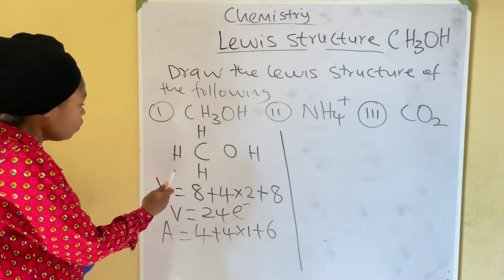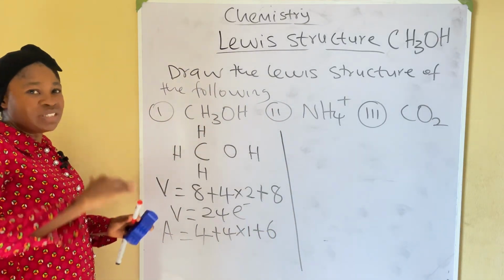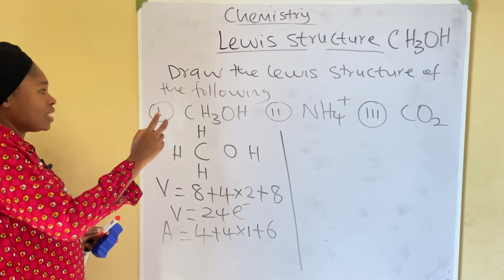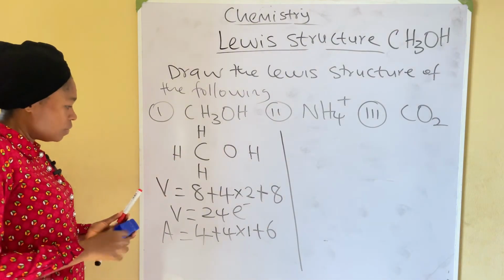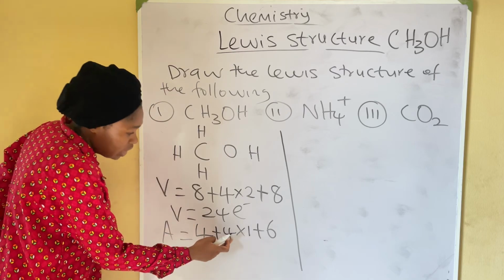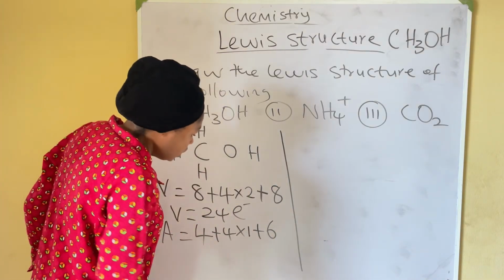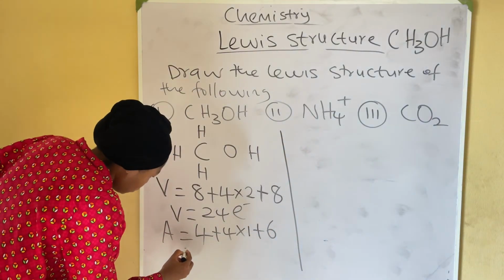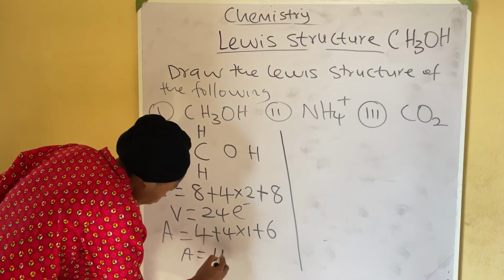Please let this not confuse you. V means the one that is just a complete shell. If you have a carbon, also just put 8. 4 plus 4 is 8. 8 plus 6 is what? 14. So available electron is what? 14.